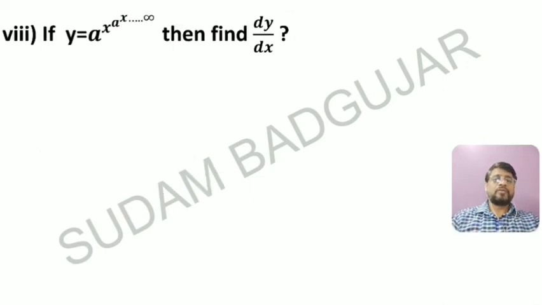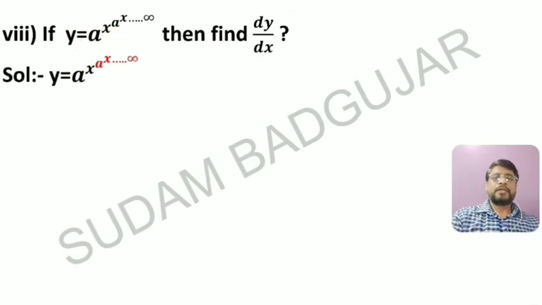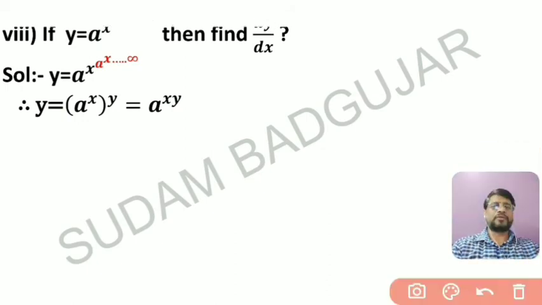Okay. Now one more type. Question number 8: if y is equal to a raised to x bracket raised to a raised to x raised to a raised to x up to infinity, then find dy by dx. The solution is, y is given in this form. See, a is a number, any positive number, and the variable is x. Then you keep a raised to x as it is, and you will get a raised to x bracket raised to a raised to x raised to a raised to x up to infinity.